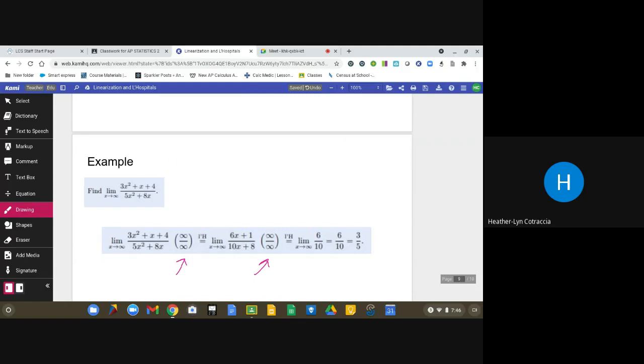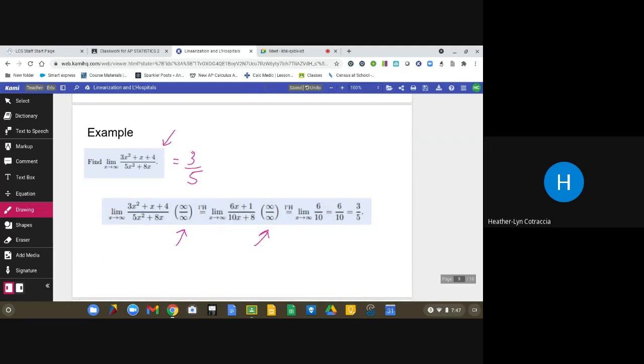Now, by the way, you probably knew that just by looking at this because of our limit rules. We would look at the degrees, and this is a second degree polynomial in the numerator and a second degree polynomial in the denominator. So we would have just divided that out by 3/5 in the beginning, and it comes from L'Hopital's rule. We've actually been doing that for a while.